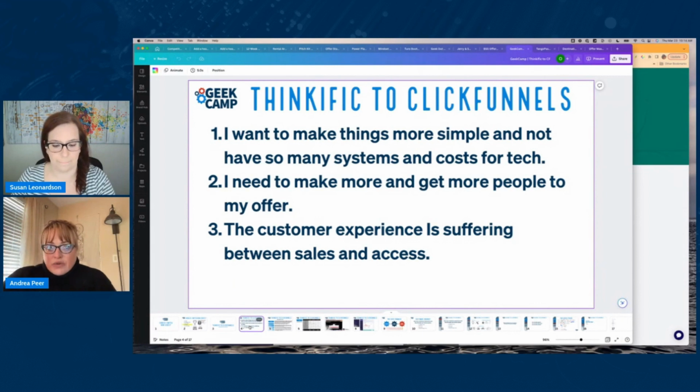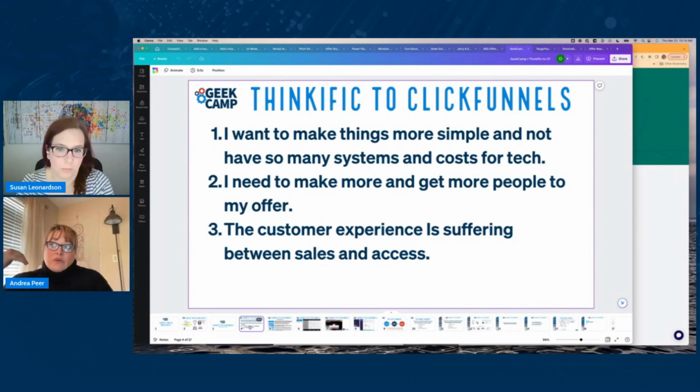And so the not so great funnel experience doesn't hinder it as much just because of who they're selling to. It might be a brick and mortar and it's an extension of a brick and mortar experience. And so the relationship is already there. So they really are just needing a checkout experience. And Thinkific can do that just fine. It still has some issues, but I mean, it gets the job done. So what people come with is they say, yes, I want to make things more simple and not have so many systems, or cost of tech.